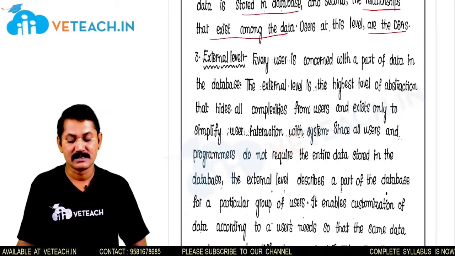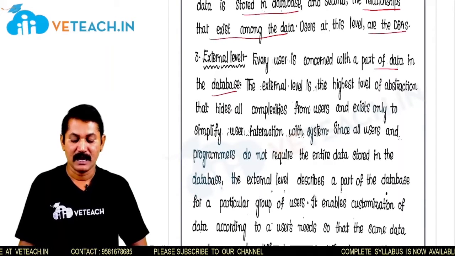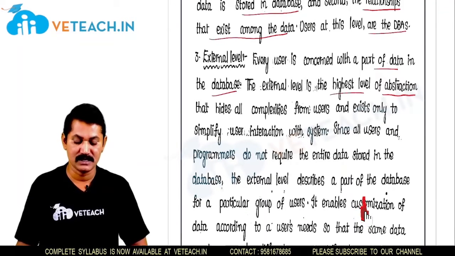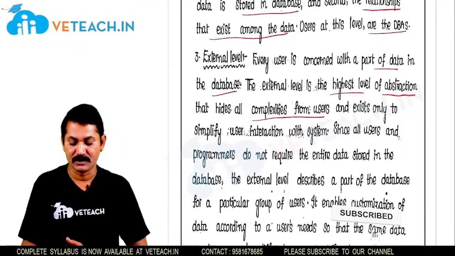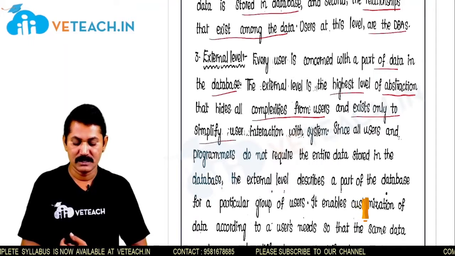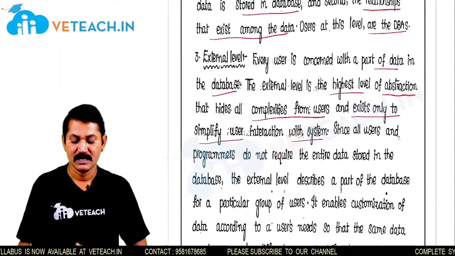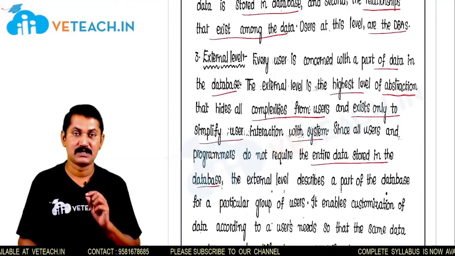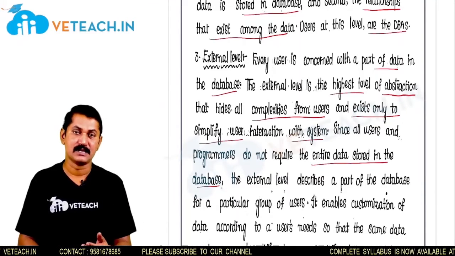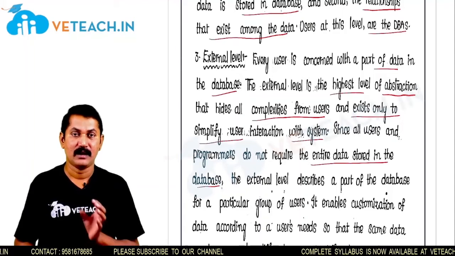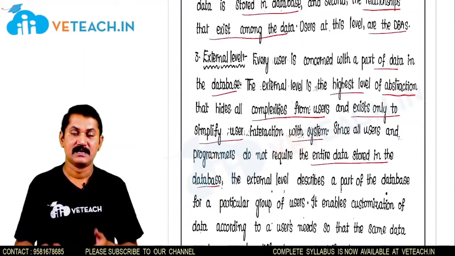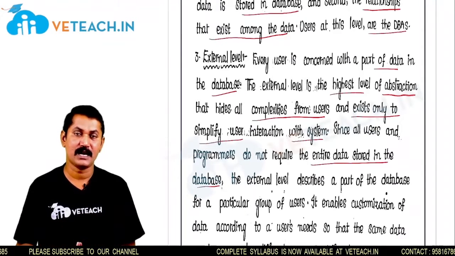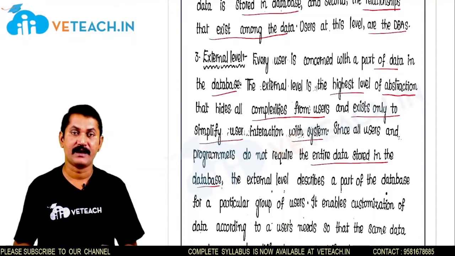The third one is the external level. Every user is concerned with only part of the data in the database, and the external level is the highest level of abstraction, which gives accessibility to the users and hides the complexities from them, and exists only to simplify the user's interaction with the system. Since all the users and programmers do not require the entire data stored in the database, this is the most important part that we need to consider. There are some users who need only part of the data of a database, and some who need the entire data, depending upon the requirement.